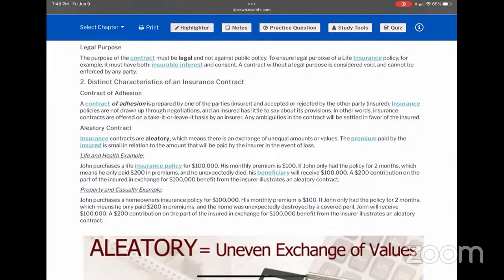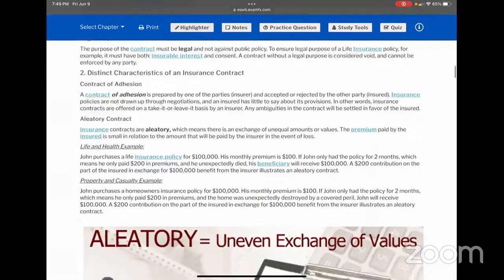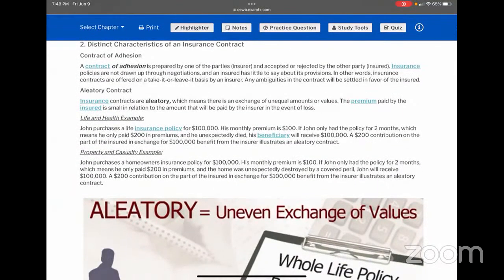Distinct characteristics of an insurance contract. All right. Contract of adhesion. A contract of adhesion is prepared by one of the parties, the insurer, and accepted or rejected by the other party, the insured. Insurance policies are not drawn up through negotiations. Y'all get that? There's no negotiation. Well, I got $75. Can I get $350 instead of $300? No, we can't do that. Not with insurance policies.